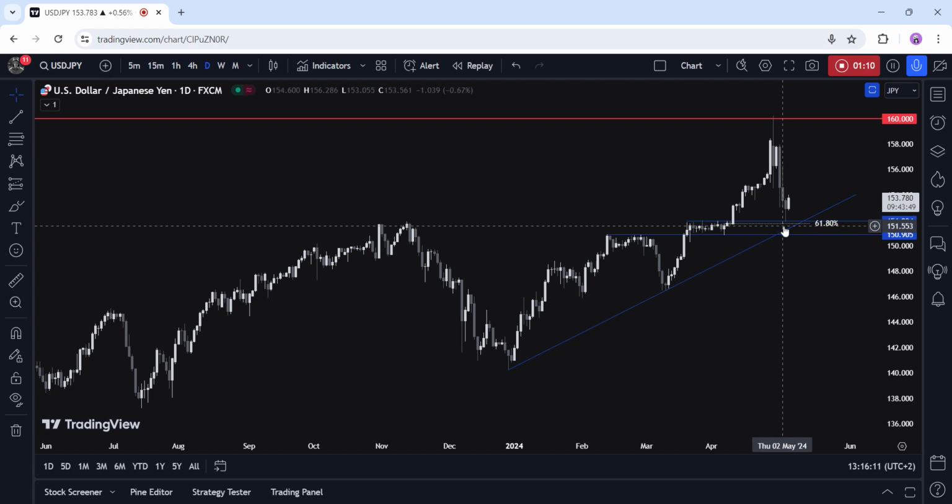The sellers will need the price to break below this trend line to change the bias and start looking for new lows, with the 146 handle as the first target.